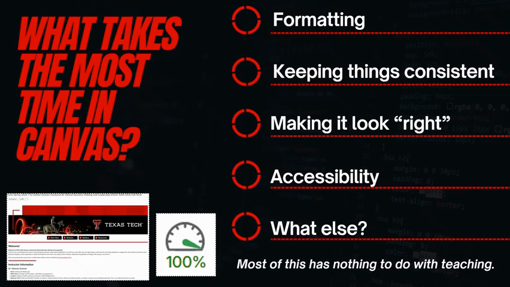I want to start with something really practical again. When you're building Canvas pages, what actually takes the most time? For me, it's usually not writing the content itself, it's the formatting. It's trying to make everything look consistent across modules, it's spacing things correctly, it's organizing information so students can actually find what they need. And honestly, accessibility and readability take a lot of time too. Much of this work has nothing to do with our expertise as educators, but it has everything to do with how students experience our courses.